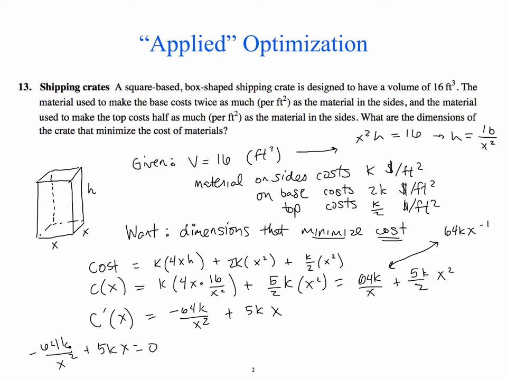You can factor out a k, but one of the problems is that the thing I'm trying to solve for is x, and it's in the denominator. That's bad, right? You don't want the thing you're solving for to be in the denominator. So the first thing I would do is multiply everything by x squared to get that out of the denominator. Then you get negative 64k plus 5kx cubed equals 0. So then add the 64k, divide by 5k, take the cube root of both sides, and you get that. Yes?